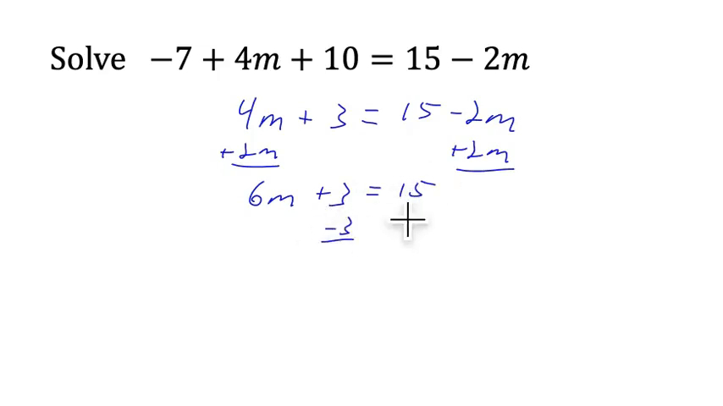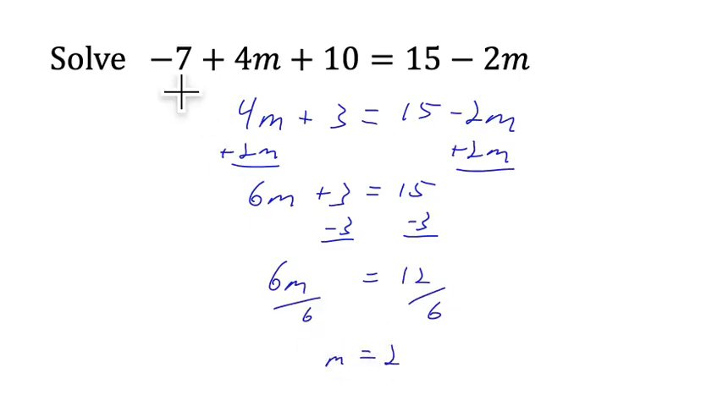And we'll subtract 3 on both sides to get 6m equals 12. Divide by 6 on both sides to get m equals 2. Quick check up here. Negative 7 plus 4 times 2, which is 8. So negative 7 plus 8 is positive 1. Plus 10 is 11. So we have 11 on the left. And 15 minus 2 times 2 is 15 minus 4, which is also 11. So everything checks out.